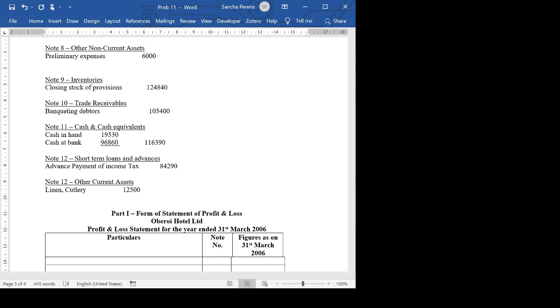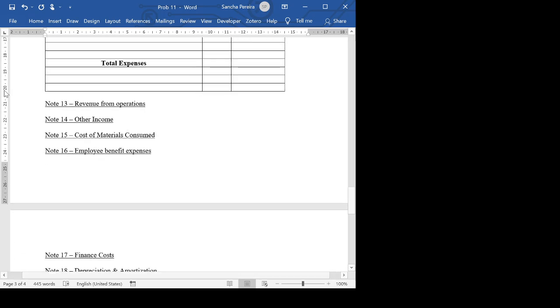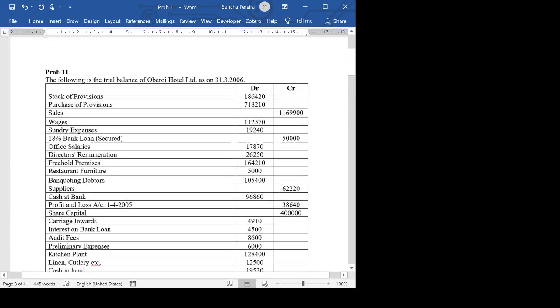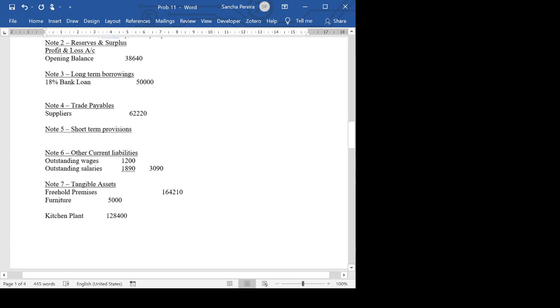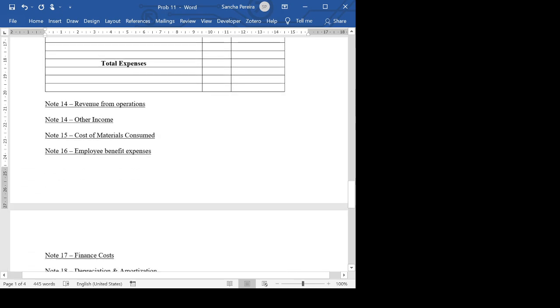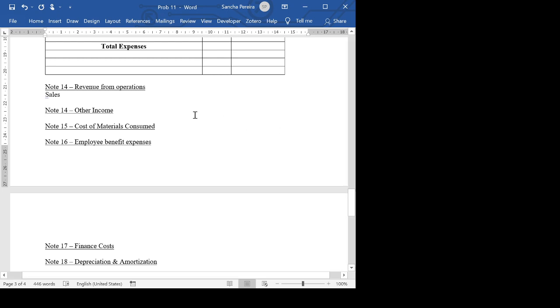Now we move on to the notes of the profit and loss account. So this becomes note 13 here. Note 14 will be revenue from operations. And I think we just have one item which is sales. They've directly given 11,69,900. Other income won't be there because we did not come across anything that comes under other income.